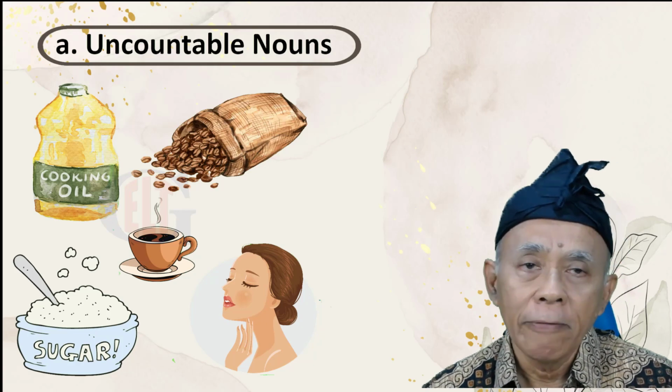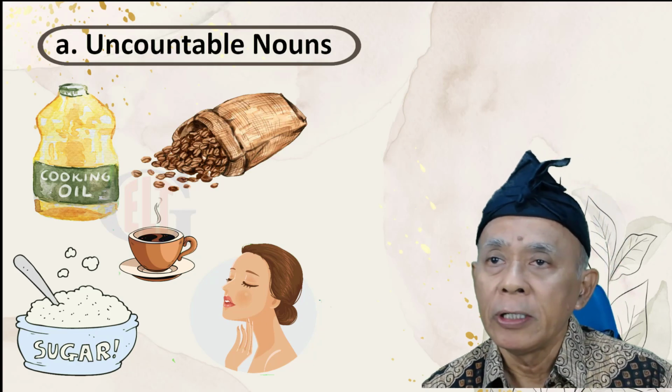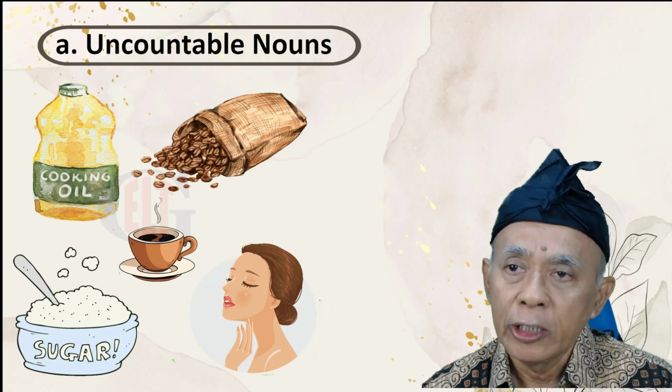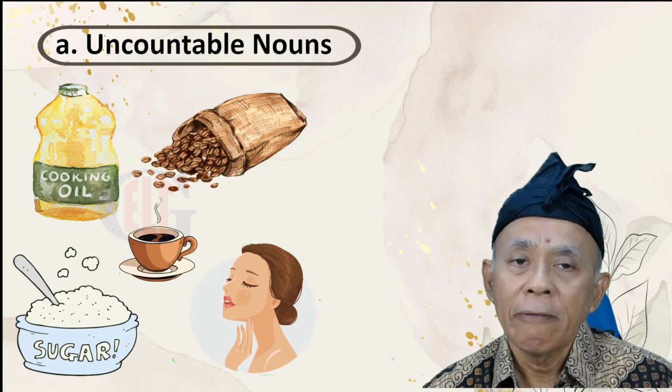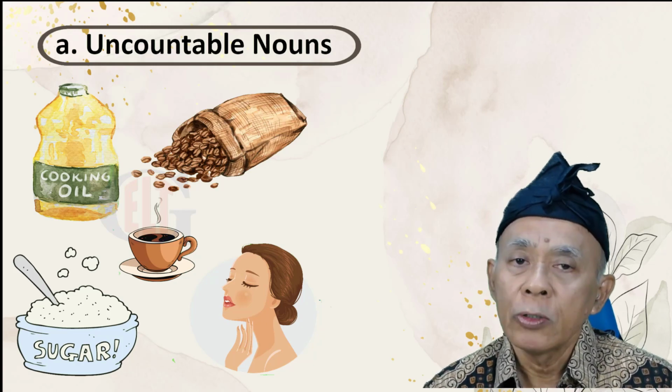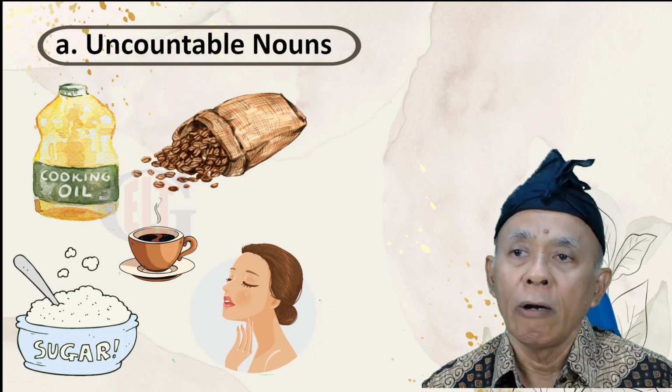Then we have coffee. Here we have coffee in the beans. Coffee is also uncountable. We also have coffee, which is the drink. That's also uncountable. We cannot say 1 coffee.